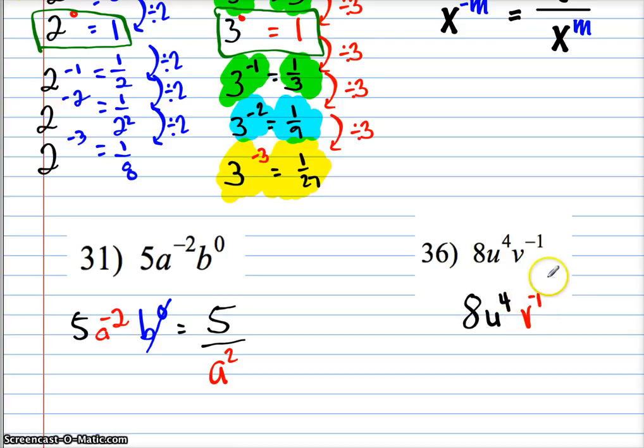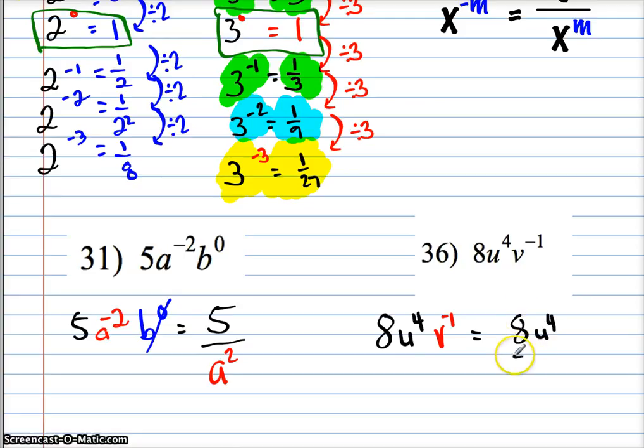V to the -1. This ends up moving to the denominator. So this turns into 8u to the 4 divided by v to the 1, or just v. The 1 doesn't have to be there. Once it moves, it becomes a positive. The opposite is the same. If it was a negative on the bottom, it'd go to the top. So this is what we're looking for.